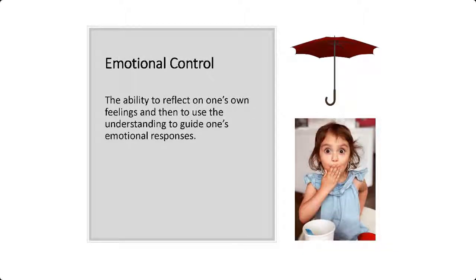Number 7, emotional control. The ability for a student to reflect on their own feelings and then use that understanding to guide their emotional responses. So we see this often if there's a mismatch between how upset a child is versus what was going on. And this can happen both ways, that it's something we perceive as trivial and there's an explosion, or they do something like hurt someone else and there's absolutely no response to it. So that is a lack of emotional control.